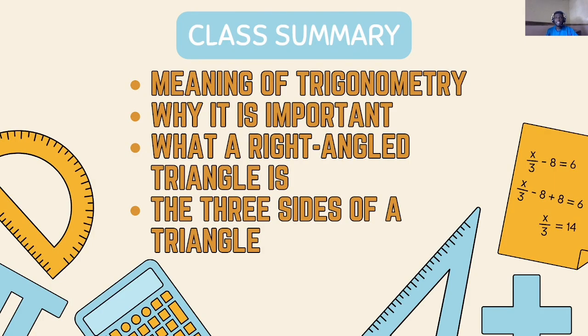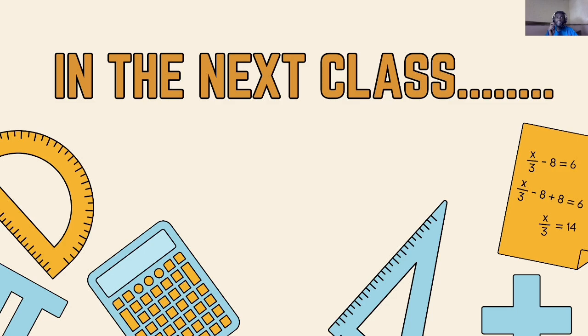So in today's class, we were able to look at the meaning of trigonometry, why it is important to study it, what a right angle triangle is, the three sides of a right angle triangle, and how to identify those sides. In our next class, we'll be looking at a very important formula given an acronym, SOHCAHTOA. You will not want to miss this class.